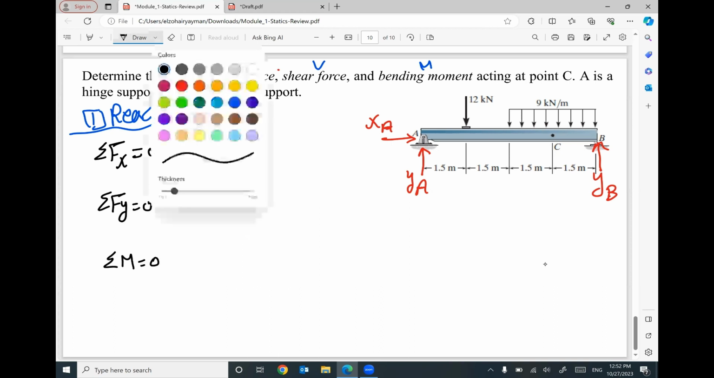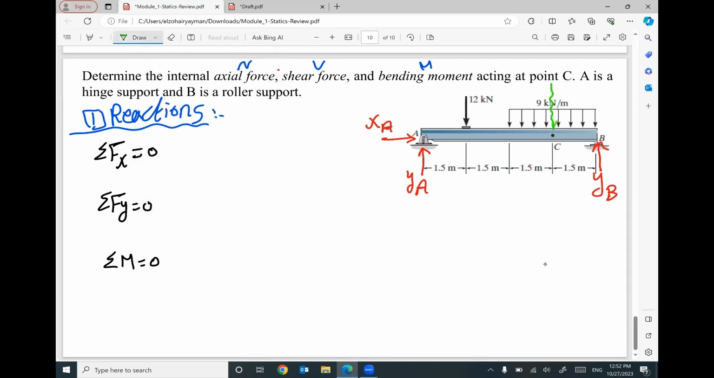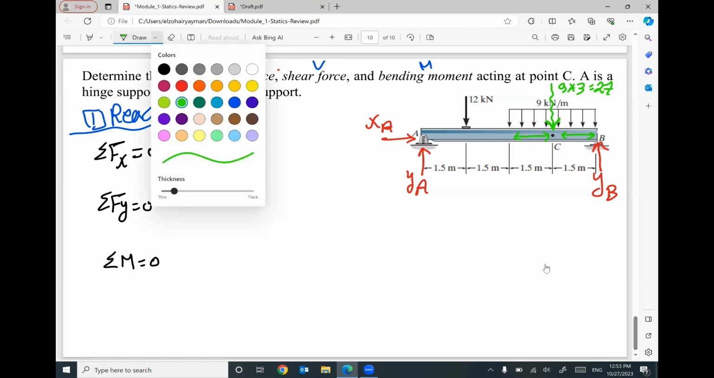Before doing this, I have also uniform distributed load with value 9 kilonewton per meter, and the total length equals 3 meters. So I will convert it to equivalent, where mid distance from this side and the mid distance from the other side. How much? 9 times 3 equals 27 kilonewton. Then I am ready.